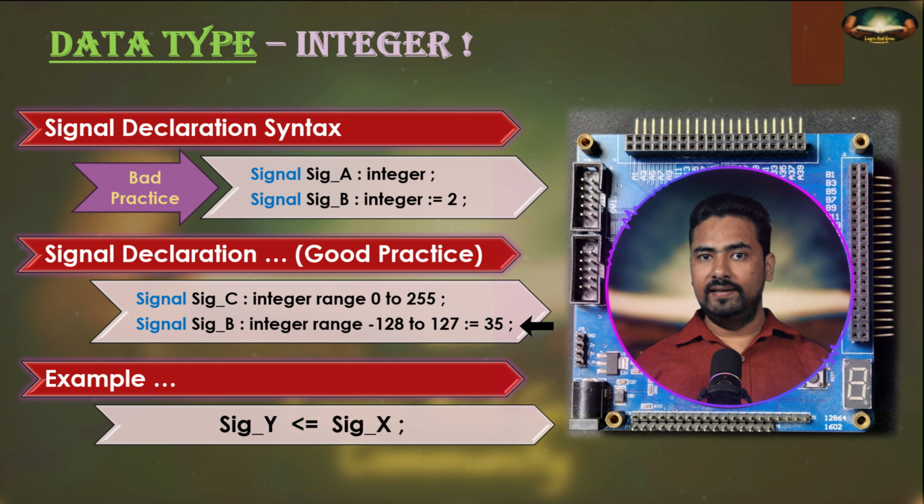So, signal, signal name, colon, integer, range, minimum value to the maximum value, colon equals initial value, semicolon. For example, signal sig_d colon integer range minus 128 to 127 colon equals 35 semicolon. Here signal d has a range of minus 128 to plus 127, and it will get the initial value of 35. By adopting these range constraints, you can create more efficient and readable VHDL codes while also optimizing the resource use in your FPGA designs.